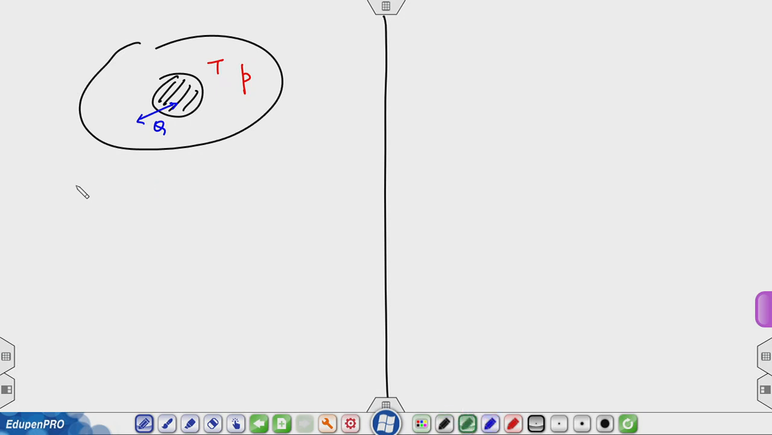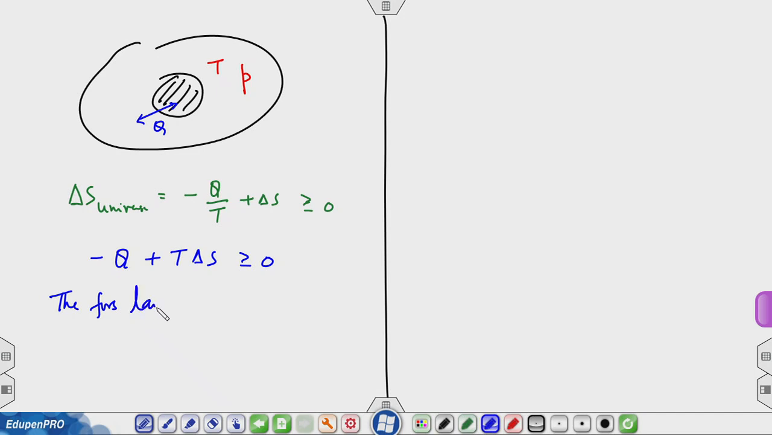So delta S universe is going to be minus Q over T plus delta S, which is going to be greater than or equal to 0. Now this is minus Q plus T delta S is greater than or equal to 0. The first law of thermodynamics will then give that Q is equal to delta U plus P delta V.